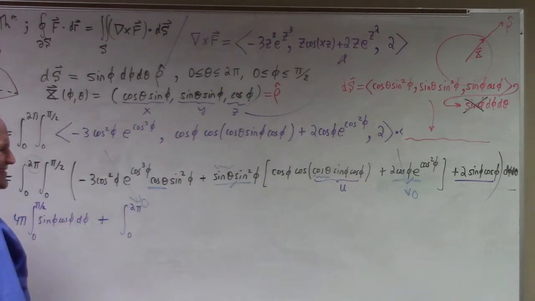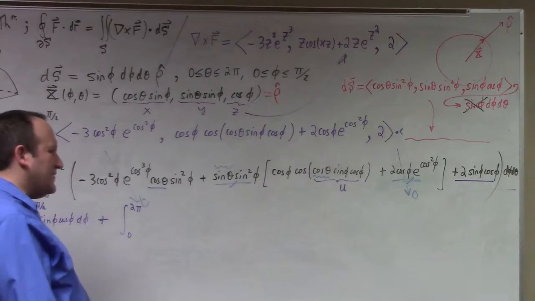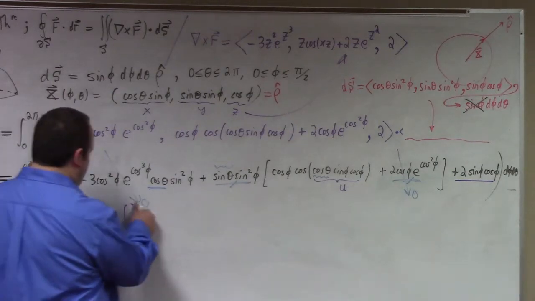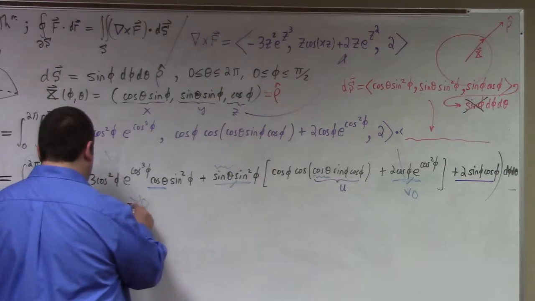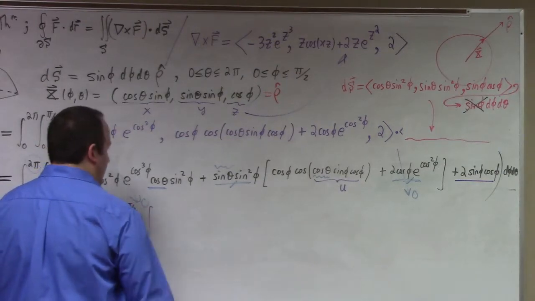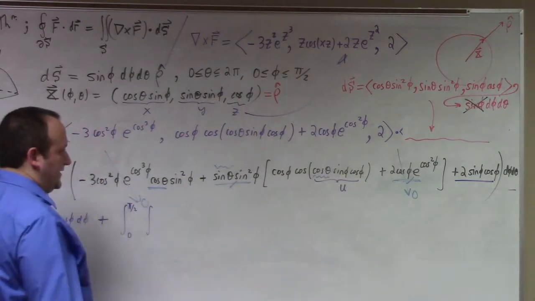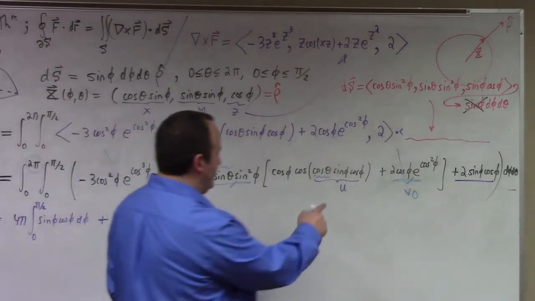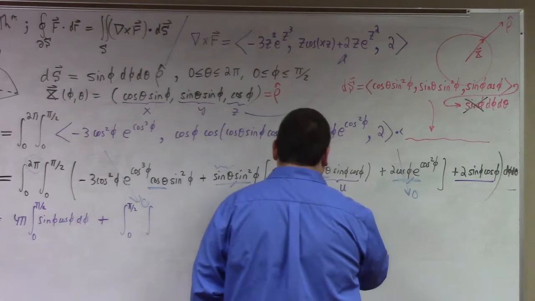I think life is easier if I do the theta integration first. So I'm going to switch the order of bounds on this term to make life easier: 0 to pi over 2. And I'm going to do the theta integration first, but I'm going to change it to a u substitution. So if this is u, what's u when theta is equal to 0? What's u when theta is equal to 2 pi?